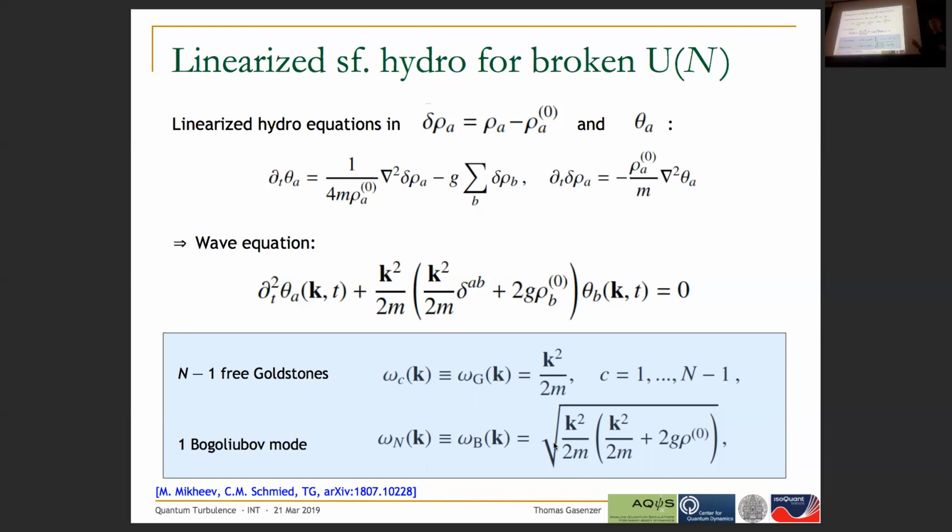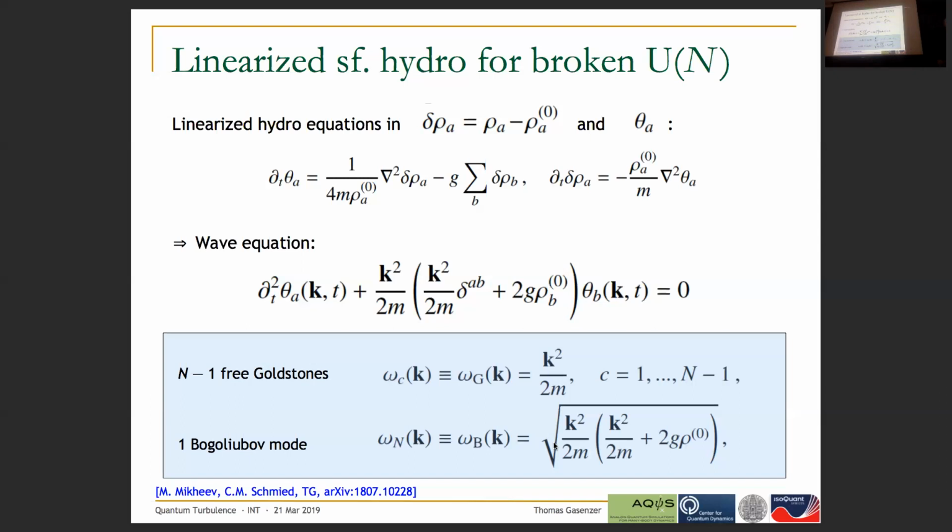Yeah? So at least I should have a large density in all components to be able to do that. They don't have to be exactly the same. But if I, for example, take a broken state where I have only a condensate in one component, then of course I would not have these modes. I would only have the Bogoliubov mode. So the condition for this is that I have broken my O(N) symmetry in a particular way, namely that the densities in the different components are sufficiently large.